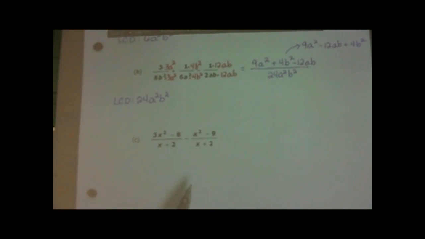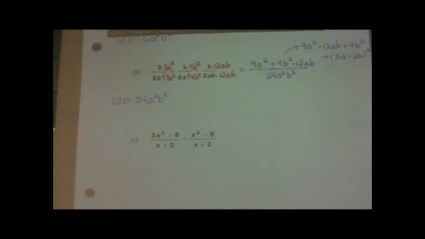Now you can see if this factors. This 3a and 3a, 2b and 2b, the middle 3a times 2b times 2 is negative 12. So it does factor. In fact, it would factor into, tell me if I'm right, 3a minus 2b quantity squared. But you don't have to do it. Here's why. Still can't cancel anything. All right? The only way I could have canceled is if I could have factored out a GCF. But I couldn't. So you don't have to factor in this instance.